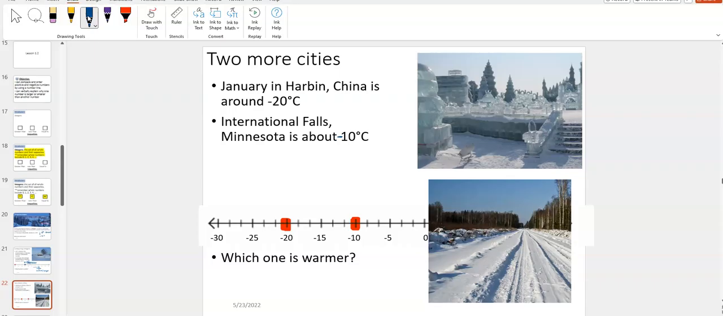But again, when I'm using my words, I'm not just going to say that negative 20 is colder because it's farther away from 0. I'm going to say that it's colder because it's farther left on the number line. Negative 20 is farther left than negative 10. I could say something like it's more negative, so therefore it is colder. Things like that.